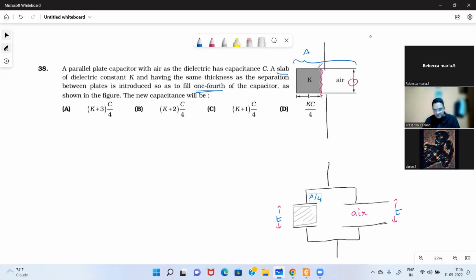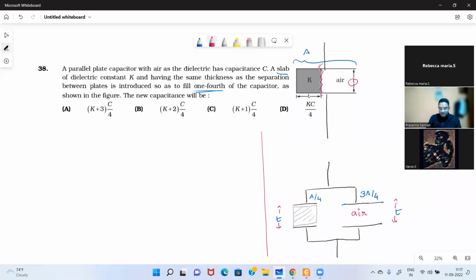What about the area of the other one? What about the area of this region? Total is A. This portion is A by 4. What will be the other portion? 3A by 4? Exactly. Because the total area is A, that is now split as A by 4 and 3A by 4. Have you understood? That's all. So you have all the information that is required for you to solve this sum.